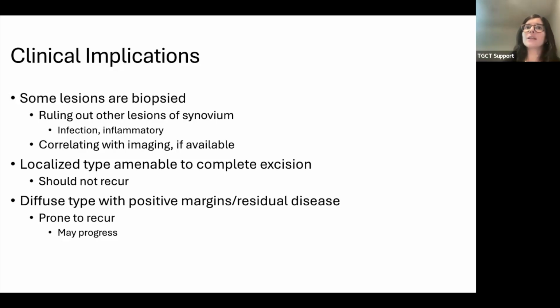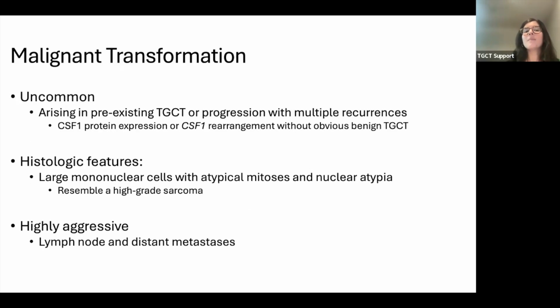The localized type is really amenable to complete excision and ideally should not recur, since the disease can be gotten around. The diffuse type, just by the nature of the beast, is going to have residual disease left over. You're going to have positive margins, so to say, and these will be prone to recur. And they might even progress to a worse disease. And by progression, essentially what I mean, the worst thing that could happen is malignant transformation.